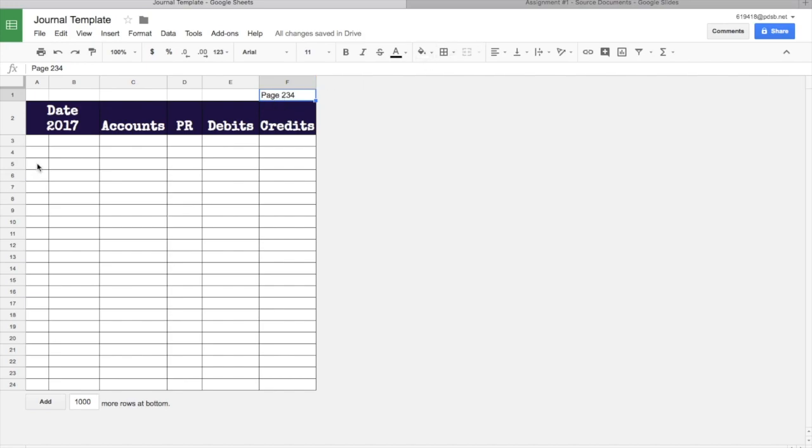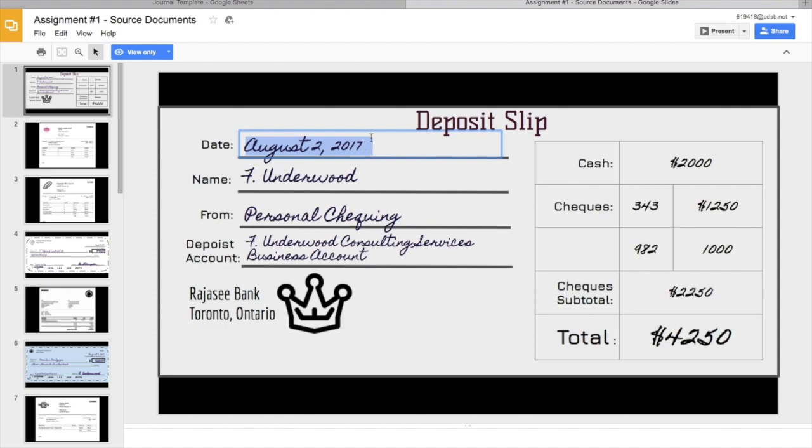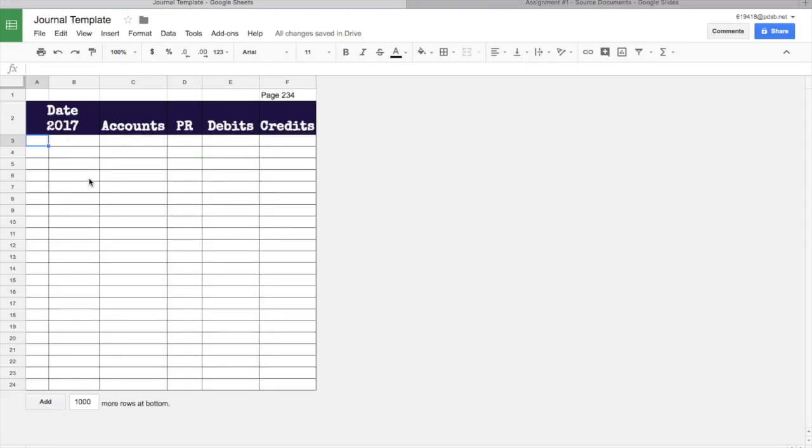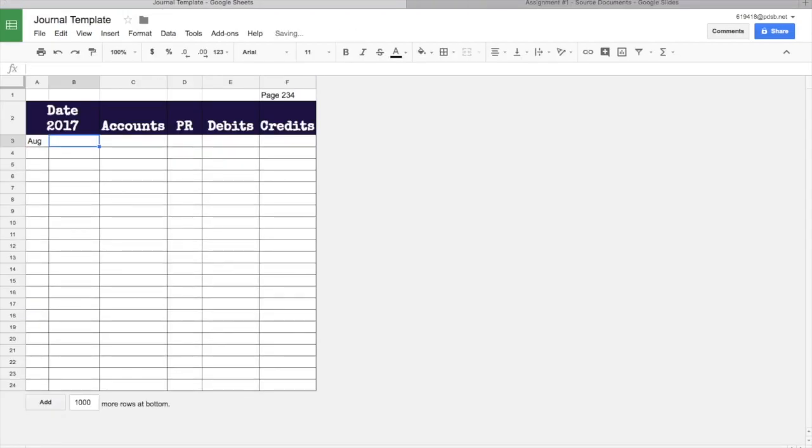And if you recall, the date on the deposit slip was August 2nd, 2017, okay, right here. So we can go ahead and enter that. And when you're entering a date on your journal template, you want to make sure that the month comes first and then the date. And you also have to make sure that you change the value of the 2017 to your current year. So if it's 2016, you change it to 2016. If it's 2018, you change it to 2018.